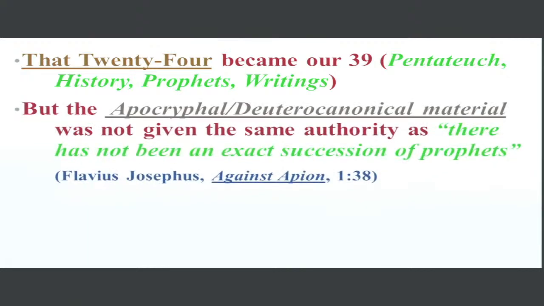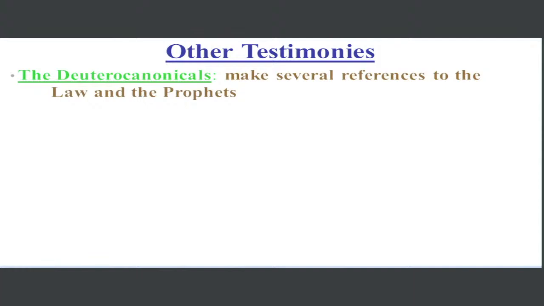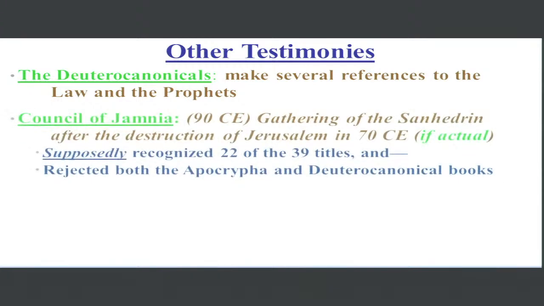But the Apocrypha and the Deuterocanonical material was not given the same authority by Josephus and others, because, in his words, there has not been an exact succession of prophets, meaning or documents or authentication. There just isn't the evidence that those belong in the sacred documents for Josephus. Okay. Other testimonies, the Deuterocanonicals, though they may not have been considered sacred by Josephus, still have references to those pieces that are in our Bible today, to the law and to the prophets particularly.